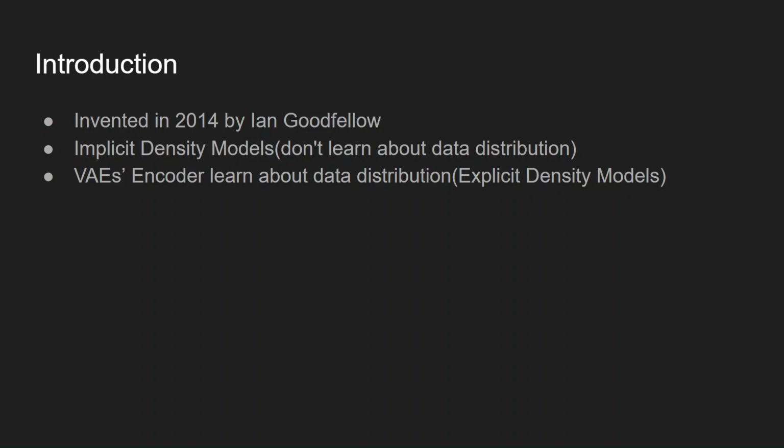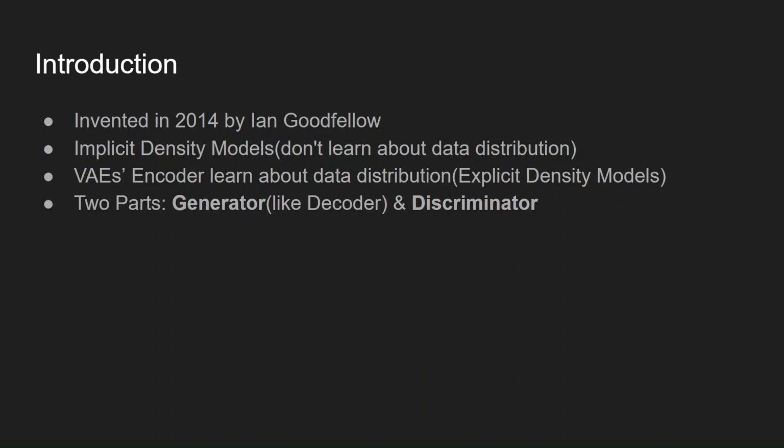Those architectures were not implicit density models, they were all explicit density models. They were learning about the data distribution. But in the case of GANs, we are not learning about the data distribution. There is no encoder and decoder in generative adversarial networks. We are going to give some random noise to the generator, and then the generator is going to generate a complex distribution from that noise. So that's why GANs are implicit density models, and variational autoencoders and standard autoencoders are explicit density models.